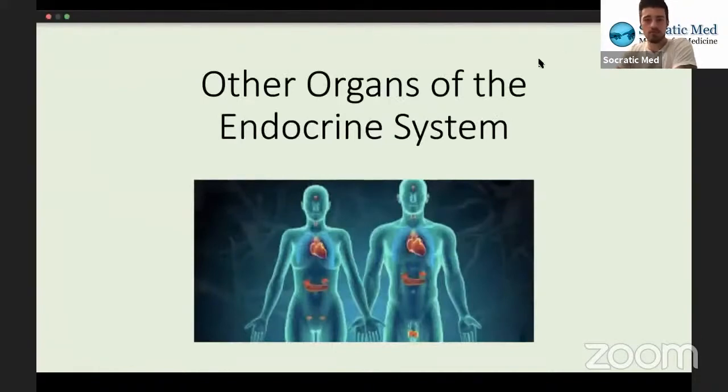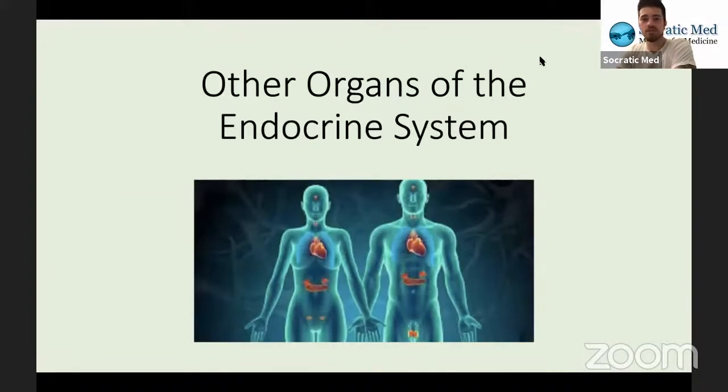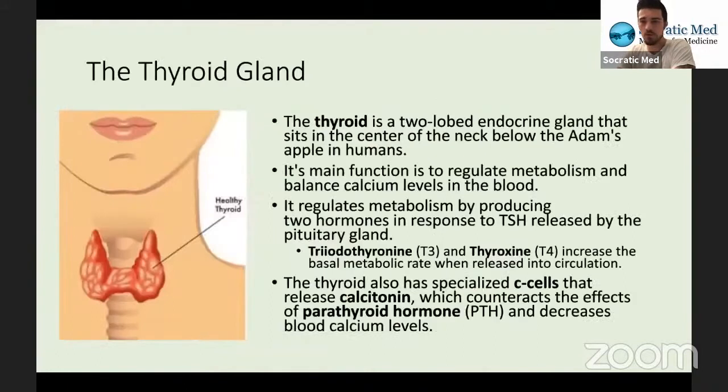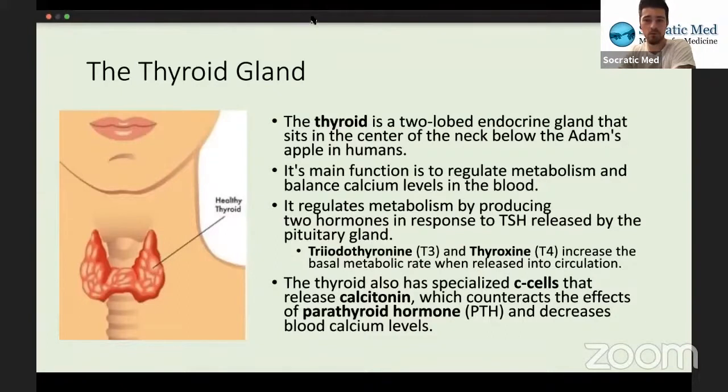Okay, so the other organs of the endocrine system, we're going to talk about a few more, some of the important ones that are pretty high yield on the MCAT. And one of the more important ones is the thyroid gland. So if you look at the left, it's that sort of symmetric gland that sits in your neck.